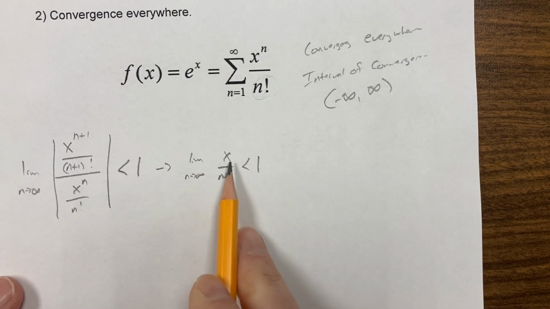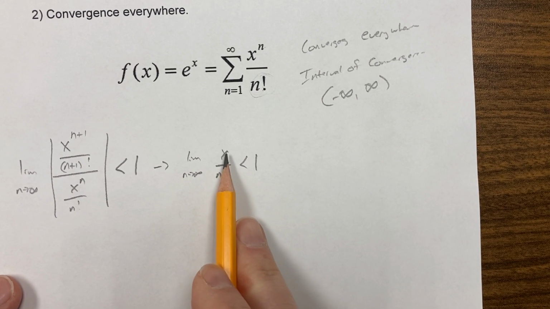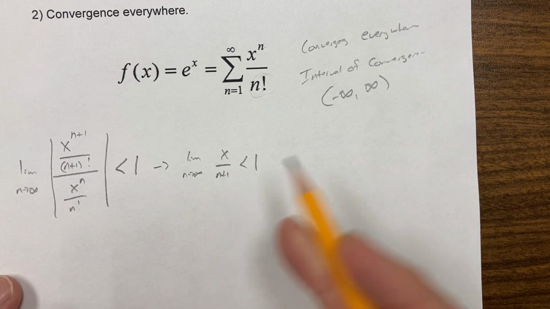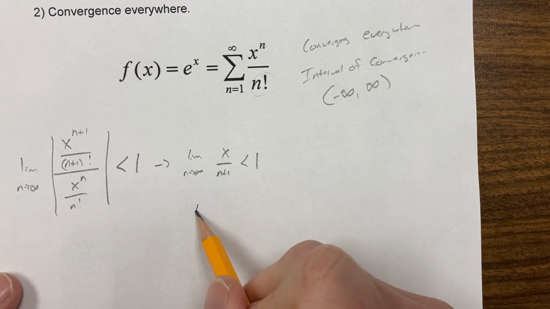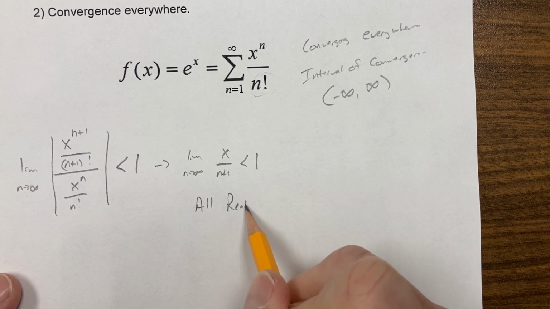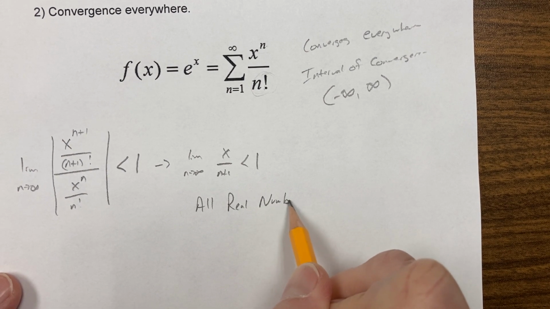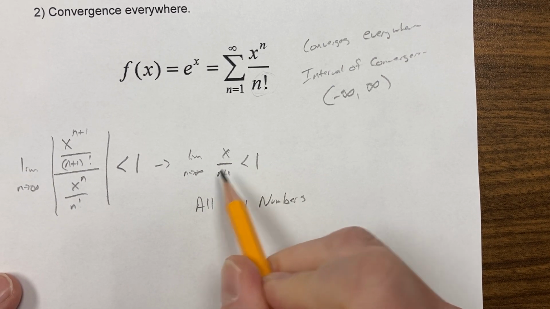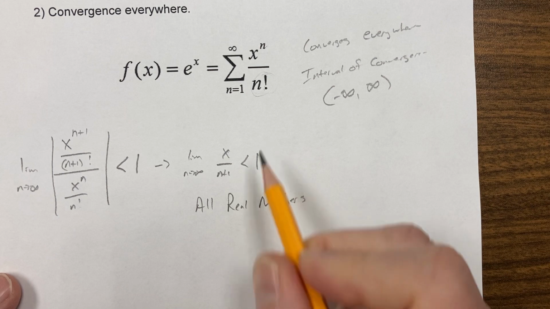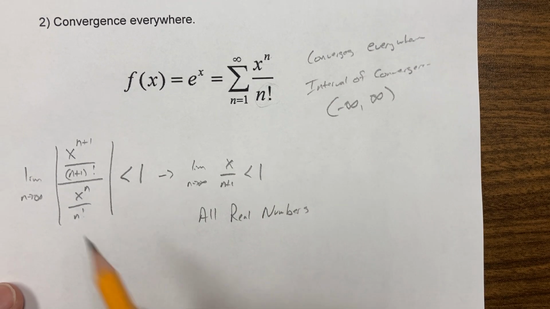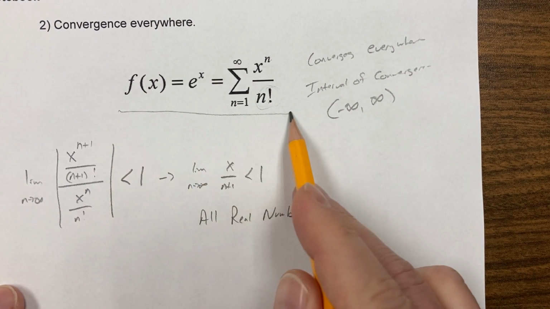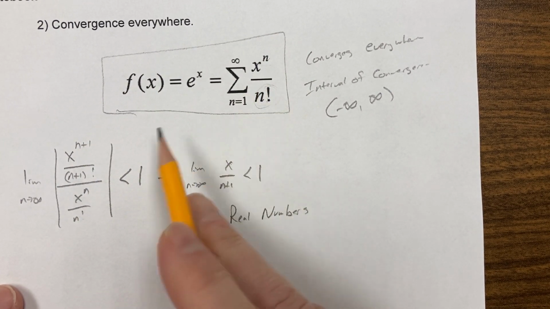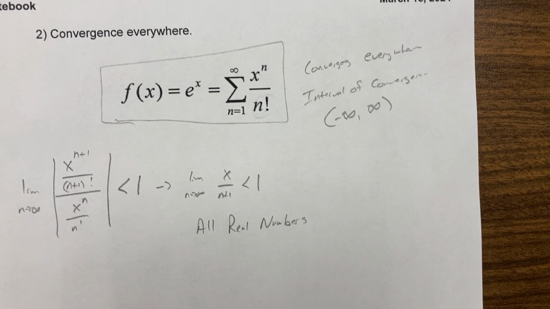So the question is, what finite values of x, when you let n go to infinity, make this less than 1? Well, they all do. So we get all real numbers for this, because any plain number that you put in for x compared to something that's going to infinity will drive down to 0 and be less than 1. So this power series for e to the x is really nice because it works for all x values. We don't have to worry about anything.